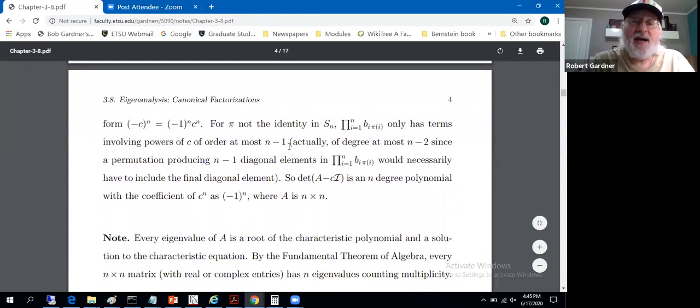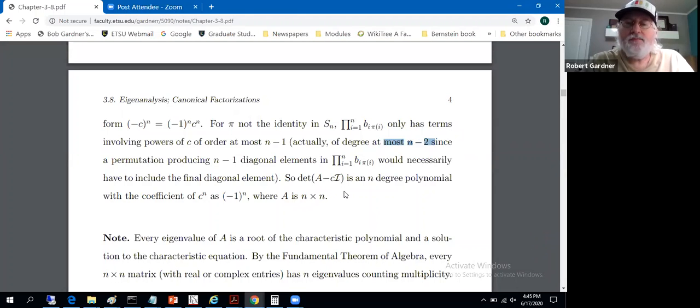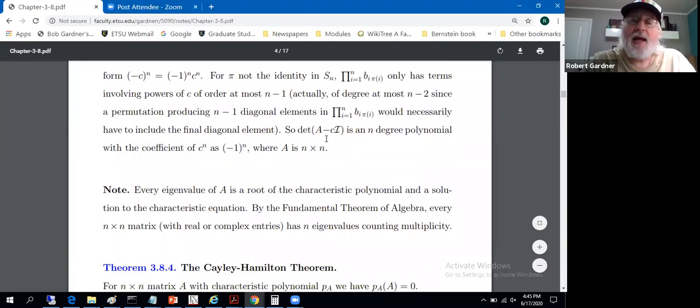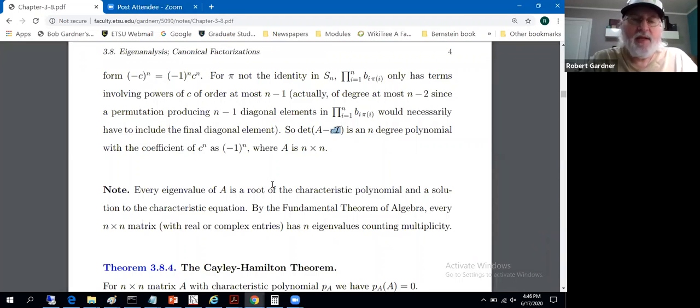In fact, if we don't take the identity, the highest power of C would be less than that, at most n minus 1. For some technical reasons, it's actually at most n minus 2. But the highest power of C is C to the n, and the only place we get it is from that previous argument when we're dealing with the identity permutation. So the determinant of A minus CI is an n-degree polynomial. The coefficient of C to the n is negative 1 to the n, as just argued, when A is an n by n matrix. So we're getting out, as you knew, for an n by n matrix, an n-degree polynomial, and by the way, we know what the leading coefficient is. An n-degree polynomial in the unknown C, or unknown lambda is the way you dealt with it in linear algebra.